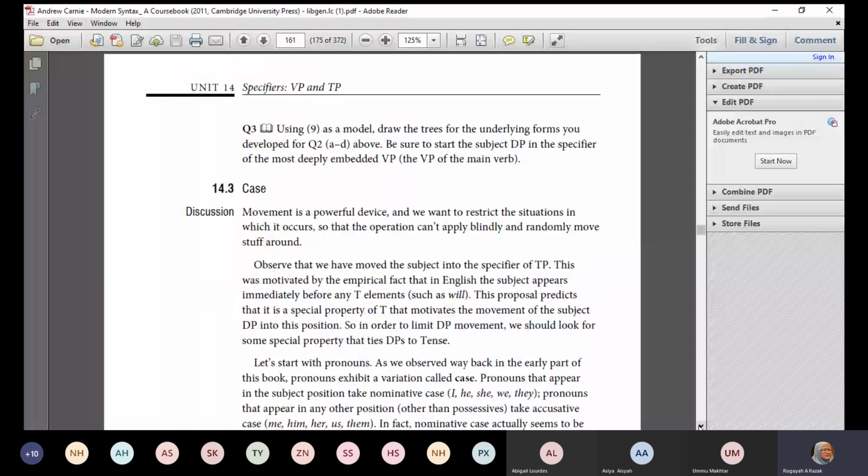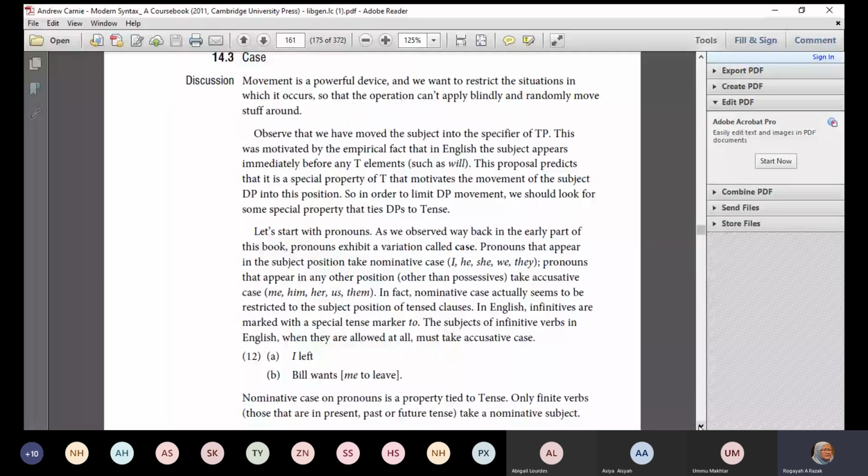See what else. Then he talks about movement motivated by case and all that lah. But I think we're not gonna go at that. I think why do we draw? Okay, actually, question 3. Question 3. On page 161, question 3.